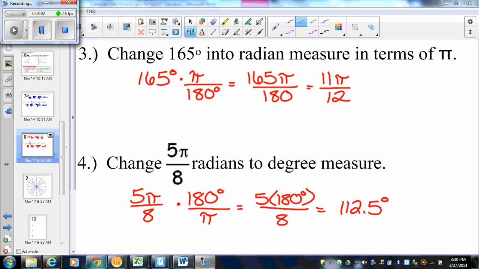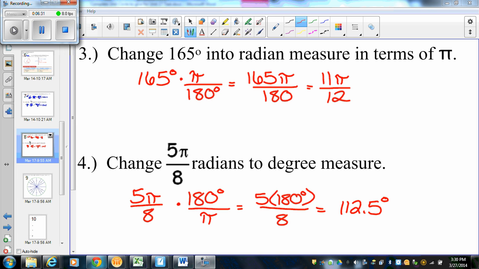Okay, so in number 3, you should have multiplied by pi over 180 degrees, which will give you the fraction 165 pi over 180, but then 165 pi over 180 will reduce to 11 pi over 12. So your final answer should be 11 pi over 12. And notice I did not write radians at the end, but like I said a minute ago, if it's not written there and we don't see a degree symbol, then we assume that that measurement is in radians.